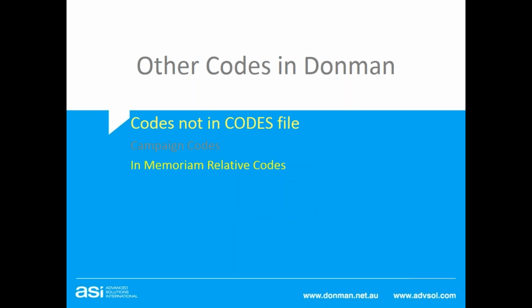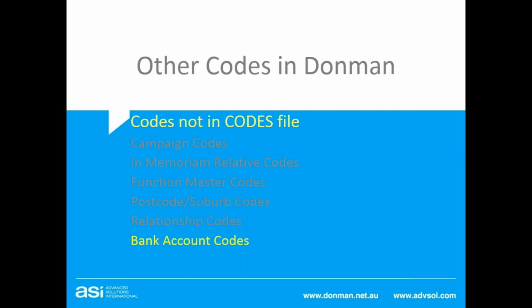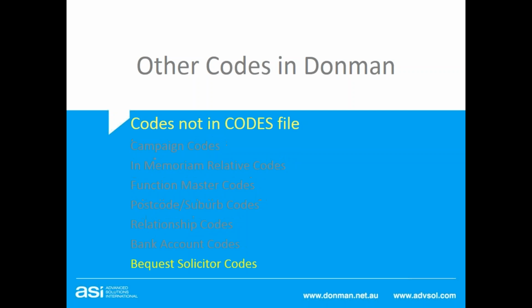There are in memoriam relative codes, and again they're in a separate file called the relative file. Function master codes exist in the function master file. The postcode suburb codes are separate again, and we'll have a bit of a look at how to update those today. Relationship codes, again, are in their separate file, but we will look at that today. And then we've got things like bank account codes and bequest solicitor codes, and there are a few other codes that do exist. Most of those have been covered in previous webinars.